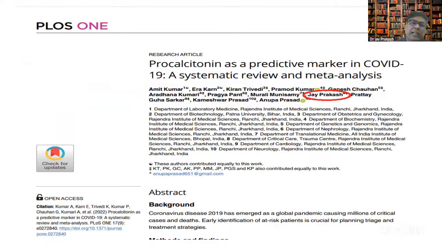We all know that procalcitonin is used for antibiotic de-escalation. During COVID time, there was confusion about whether procalcitonin is a predictive marker for COVID or not. So you first have to make a frame, a research question, about what exactly you want to know. After that you make a protocol, by which criteria we will proceed, look at the confusion, and synthesize the evidence.